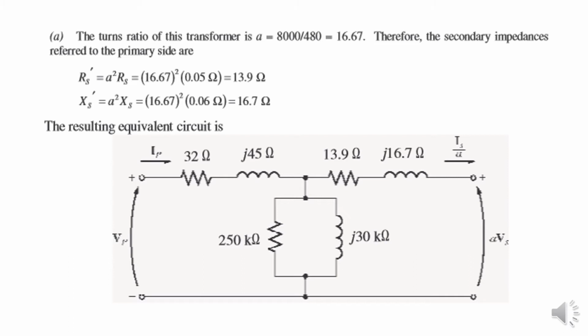Then A squared into XS is equal to 16.67 squared multiplied by 0.06 ohms, which is equal to J16.7 ohms. Then again consider the current. It is IS over A and the voltage is AVS. So we have found the equivalent circuit. The only things that we don't know yet are the currents and voltages.